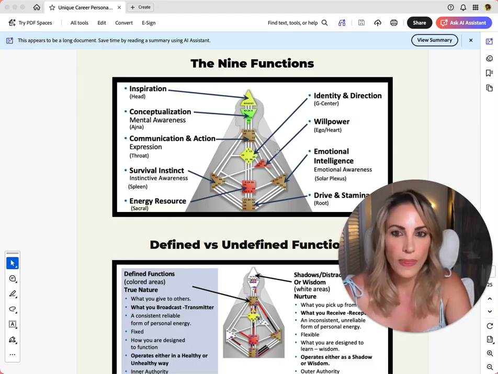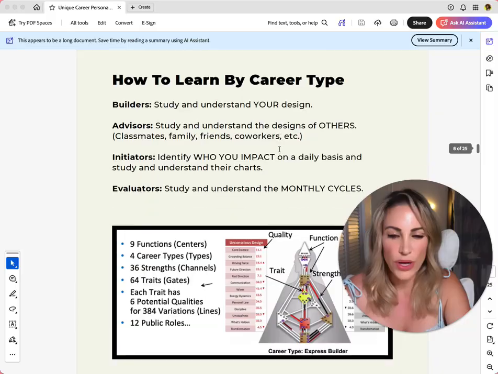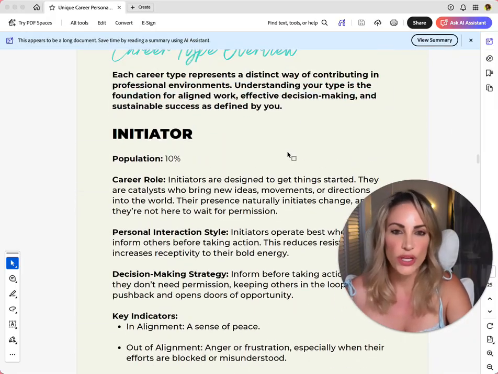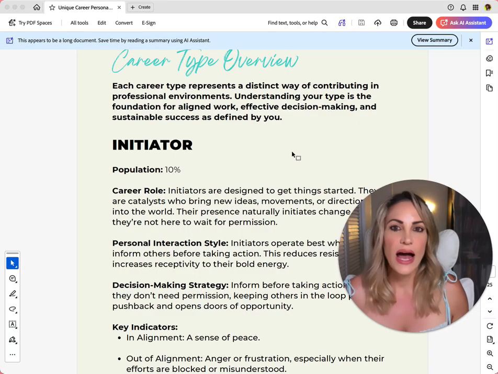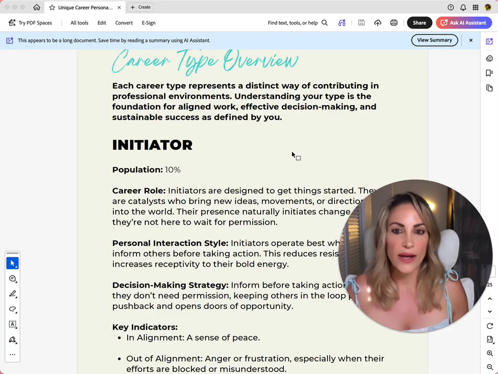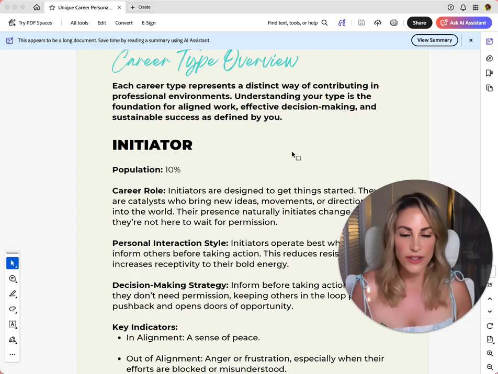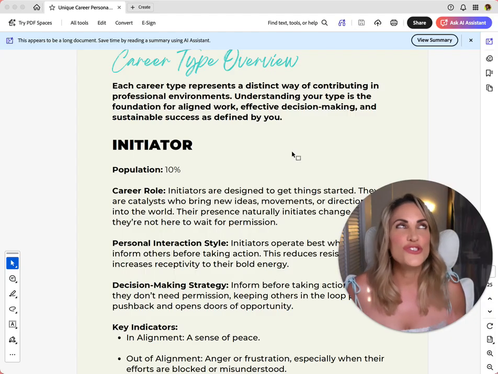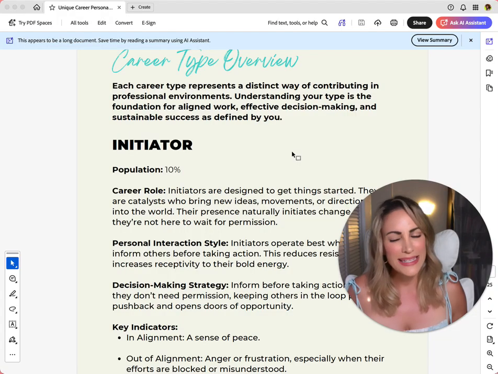Let's go first, before we go into the functions, I want to just show you the career types because this is how you're designed to work. And when I found out that I was an advisor, it was so enlightening. It was such a breakthrough. It just made me feel so seen.